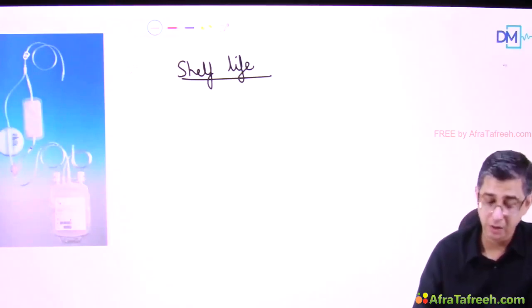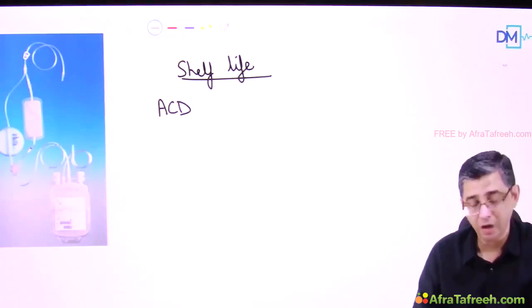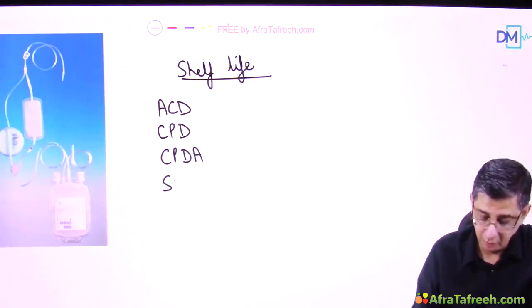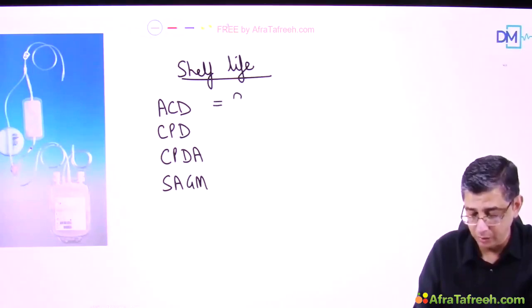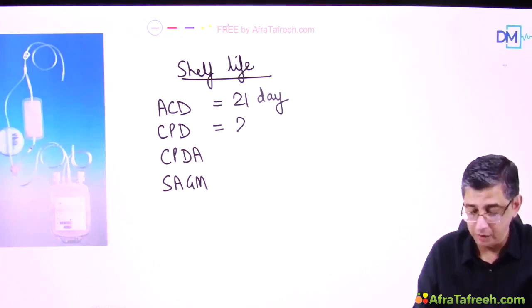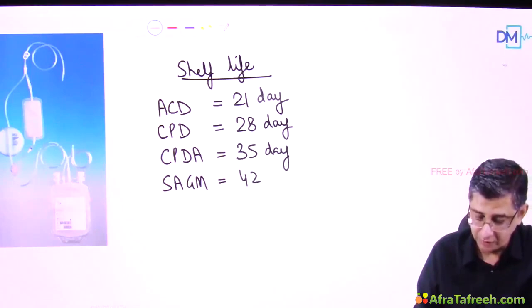So coming back to the main agenda, they've asked regarding the shelf life of blood with the various components that we can have in the bag unit prior to getting the blood from the patient. The components can be in the form of ACD, CPD, CPDA and SAGM, and we need to remember the shelf life. I'll write the full form of these also, but let's just work out the MCQs with respect to shelf life. For ACD it is 21 days. For CPD, it is 28 days. CPDA, the one that is mostly used in our government hospitals, would be 35 days. And when it comes to SAGM, that would be 42 days.